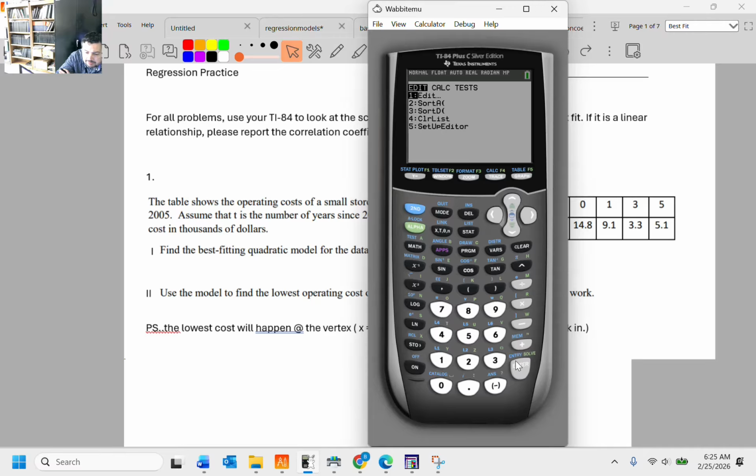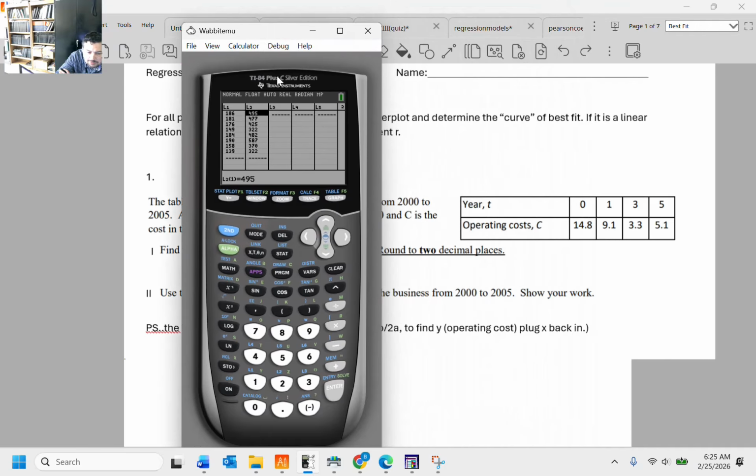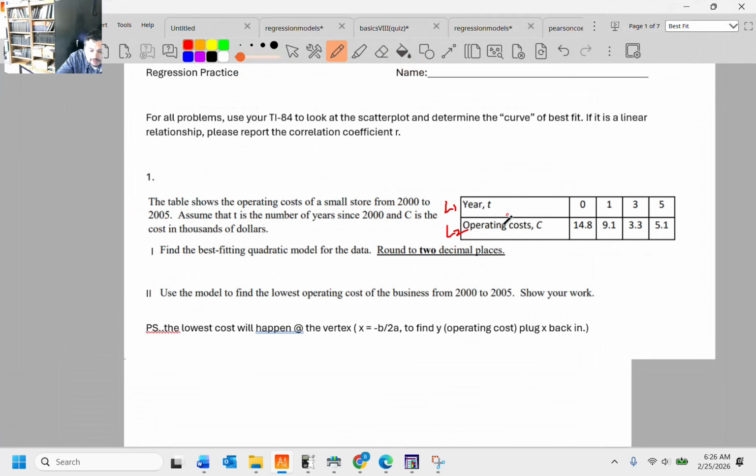We're going to go to stat, then edit. You're going to put our X's into list 1 and our Y's into list 2. I can't think of a single example I've ever done where time was not X. So again, that's list 1 and list 2 on a table. List 1, list 2. X is in list 1, Y is in list 2.